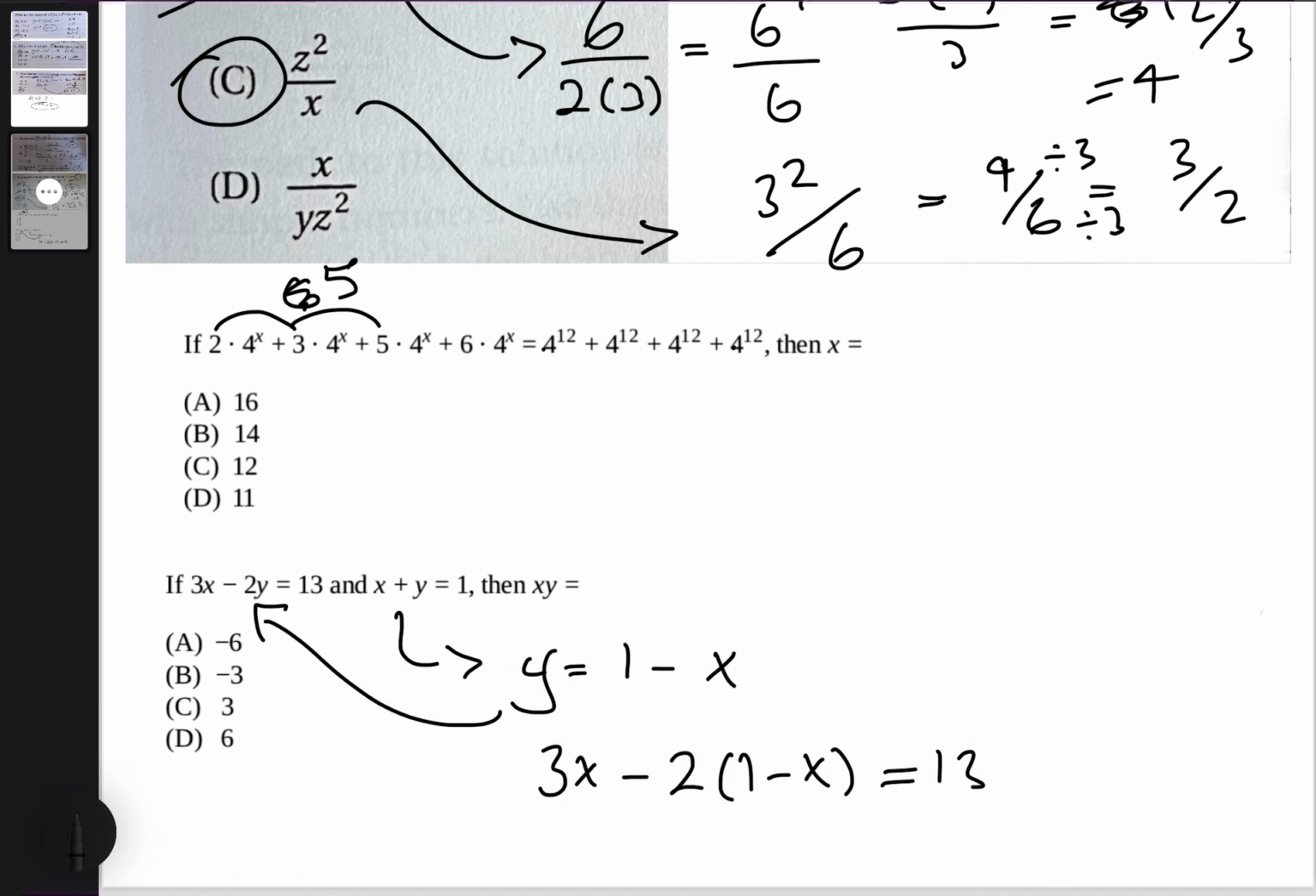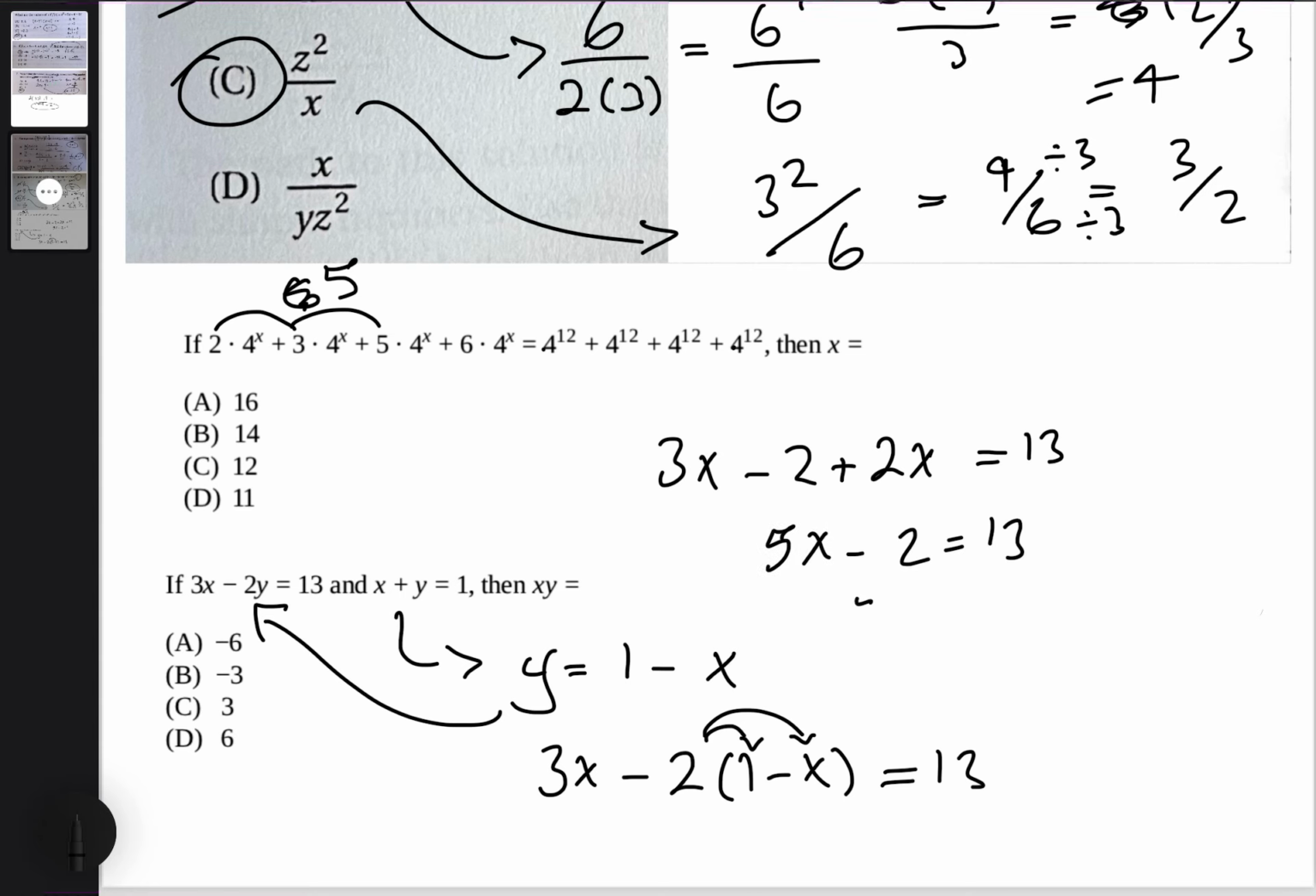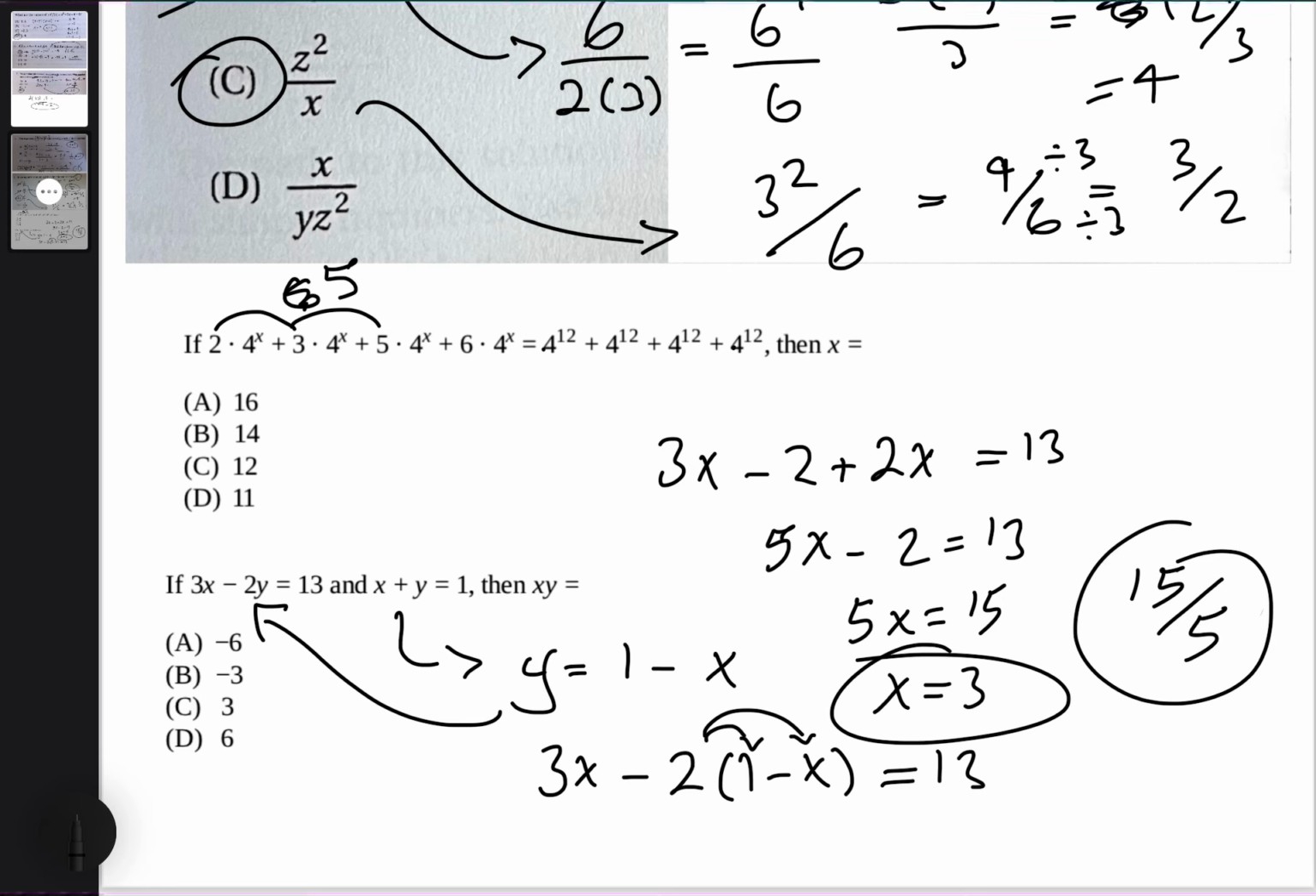So let's take a look at this question right now. It's going to give us 3x. We're going to have to expand this 2 with the bracket. So 3x minus 2 plus 2x equals 13. We're going to get 5x minus 2 equals 13. So 5x equals 15 and x equals 3. Because if you divide both sides, 15 divided by 5, guess what? It's equal to 3. So now we have the value of x.